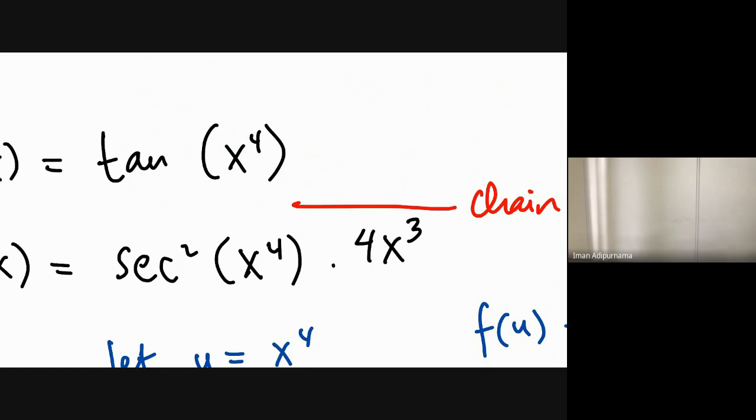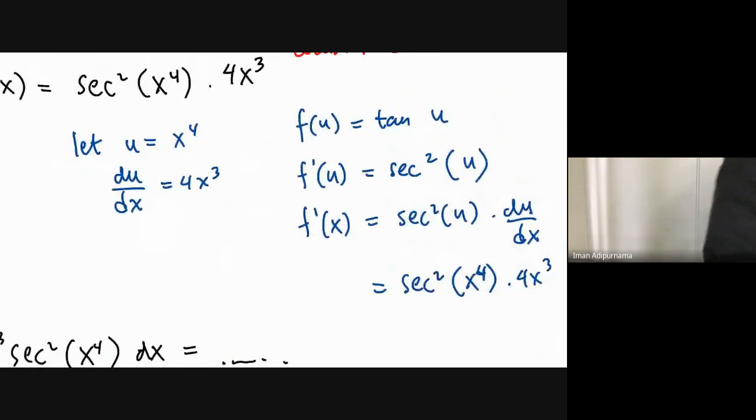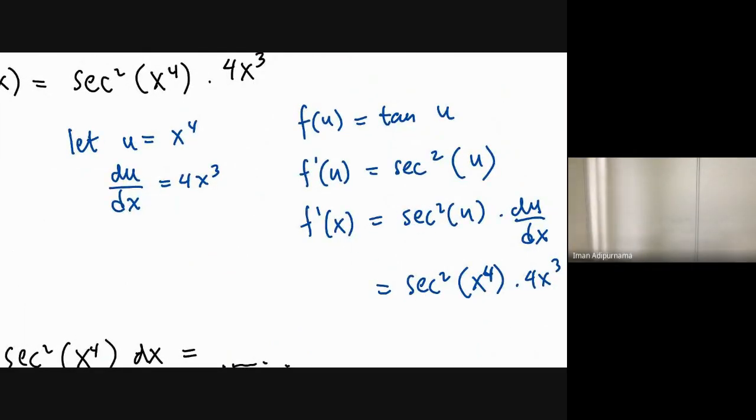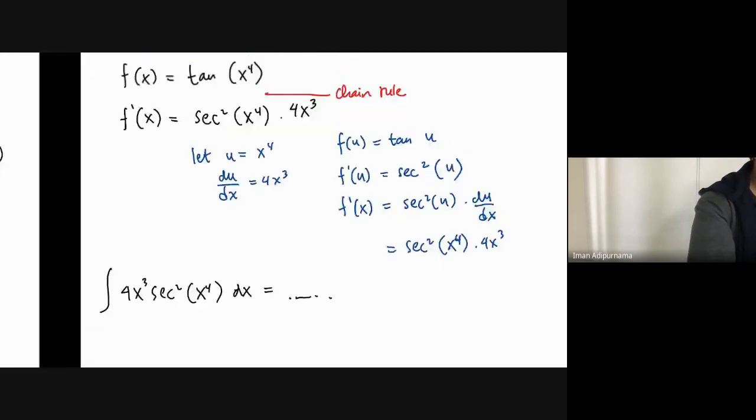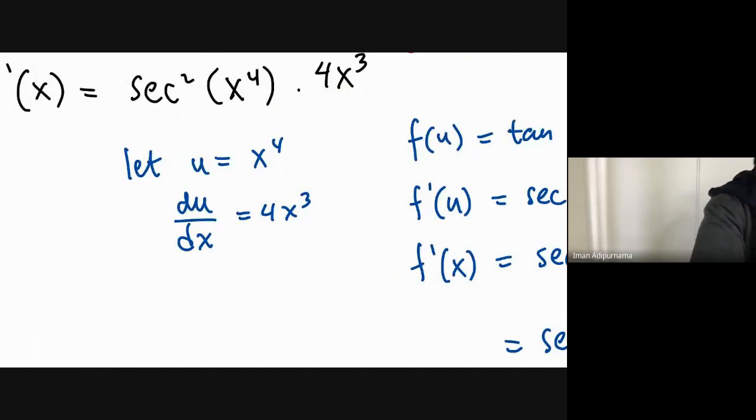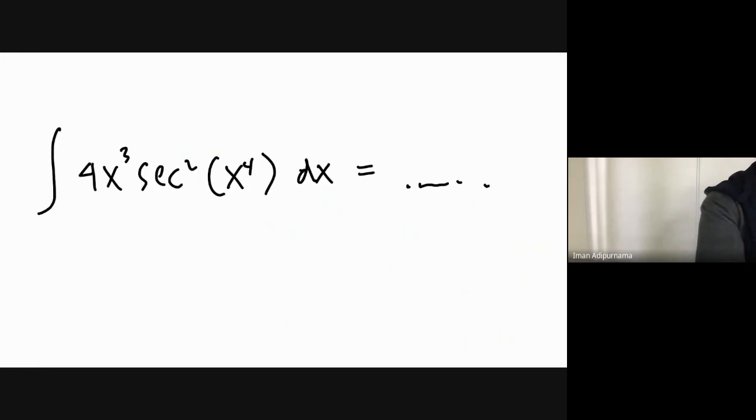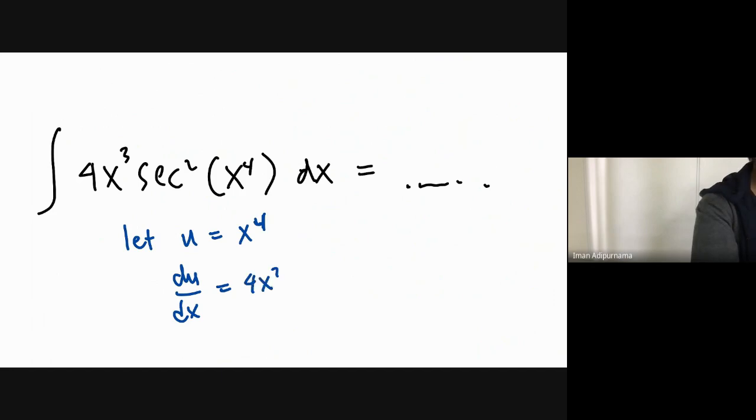Now, the idea why I'm writing the chain rule and letting some u be the assumption for x with power of 4 is because I want to reverse this process in terms of integral. So if we let u equal x to the 4, let's do the same thing here. Let u be x to the 4, and then the derivative is 4x cubed. And let's change all the terms.